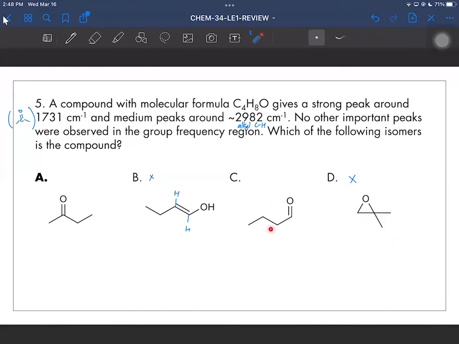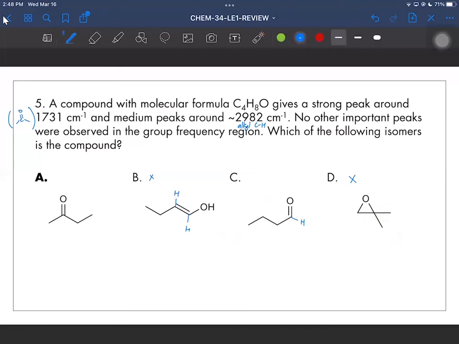So it's between an aldehyde and a ketone. So how do we differentiate between the two? Sabi raw sa description, no other important peaks were observed in the group frequency region. So with aldehydes, this hydrogen gives off a special signal. We have the aldehydic shoulder.